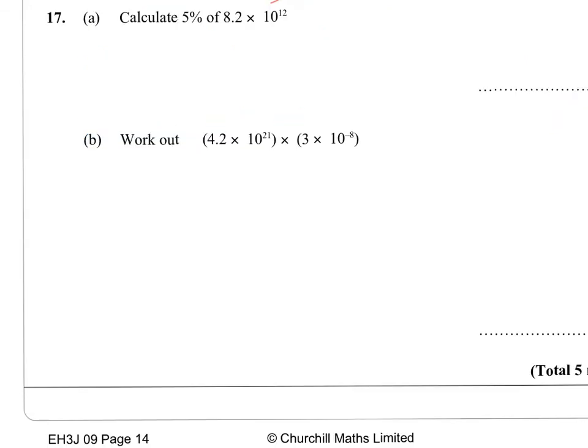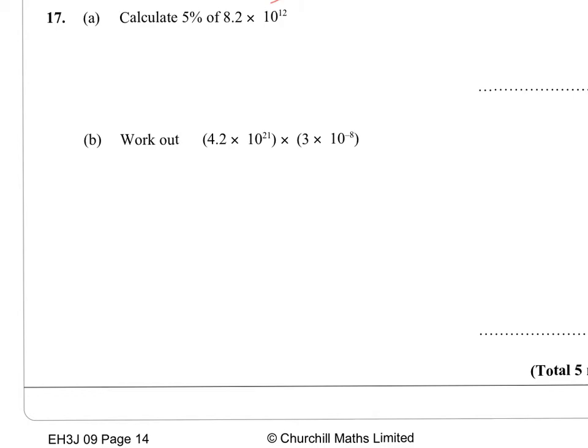Question 17 combines basic percentage knowledge and standard form. Standard form is where we have a number times 10 to the power of something. And we can see that part B is going to be multiplying 2 numbers in standard form. Okay, so let's look at this one here. 5% of whatever that number is in standard form.